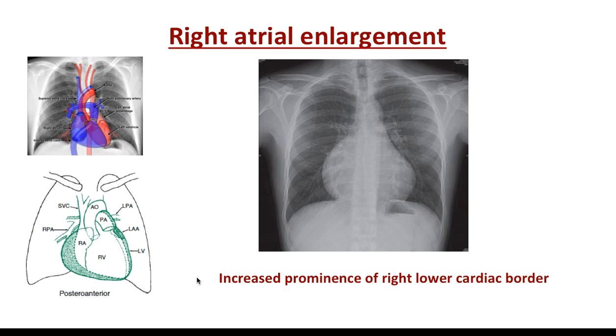Talking about right atrial enlargement, where is the right atrium in the PA view? The right atrium predominantly forms the right lower border of the heart. So if it gets enlarged, there will be increased prominence of the right lower cardiac border. So this will become prominent. Obviously the CT ratio will be enlarged.